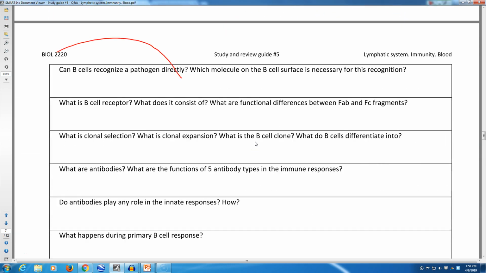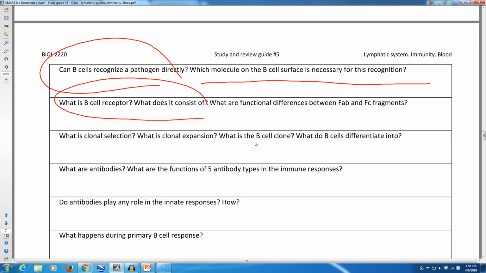B cells can recognize the pathogen directly. B cell receptor is necessary for this recognition. B cell receptor consists of two heavy and two light chains, and each B cell receptor, as in any antibody, has a Fab fragment that recognizes an antigen or antigenic determinant, and an Fc fragment that binds to some kind of a cell.